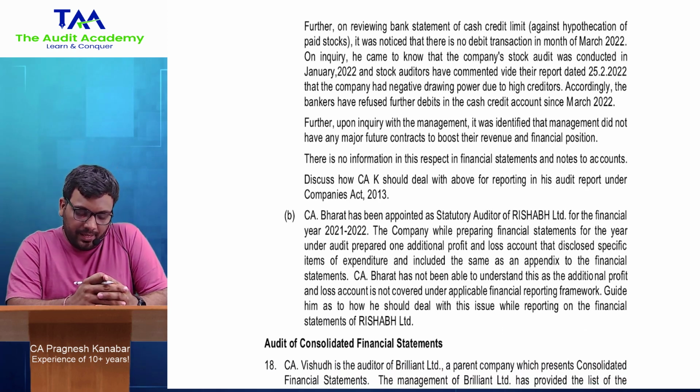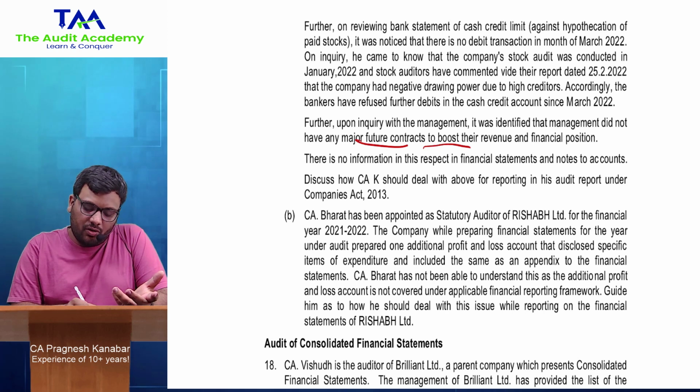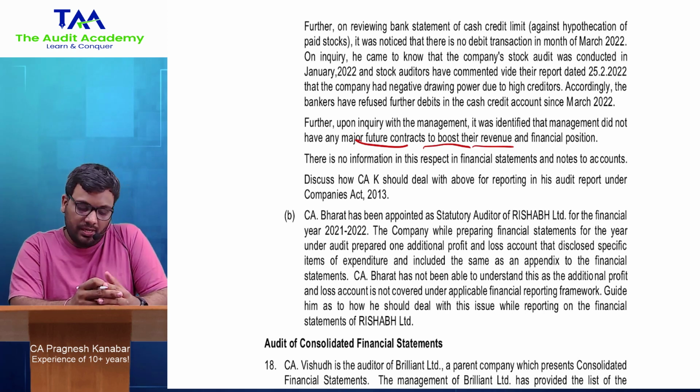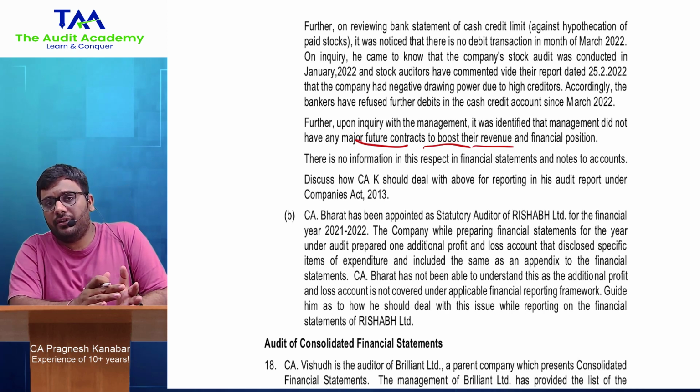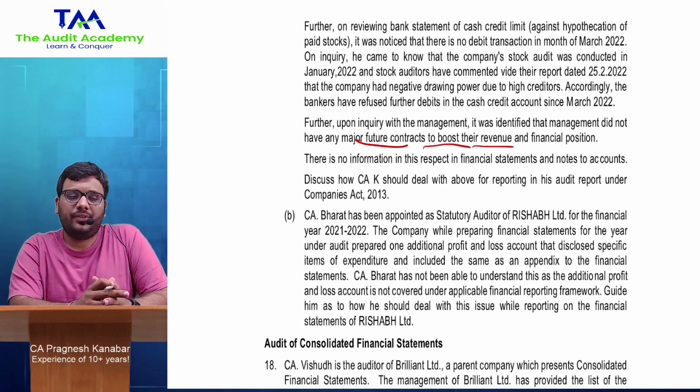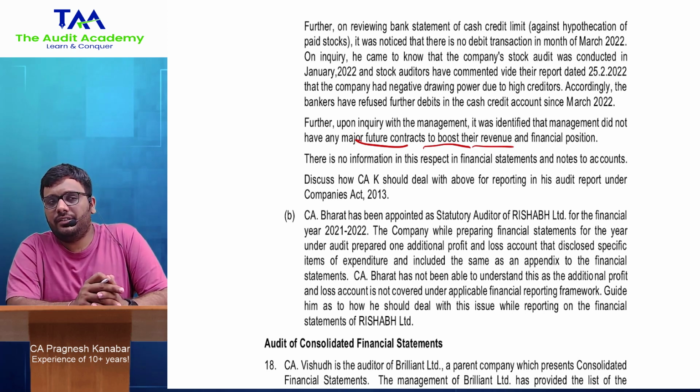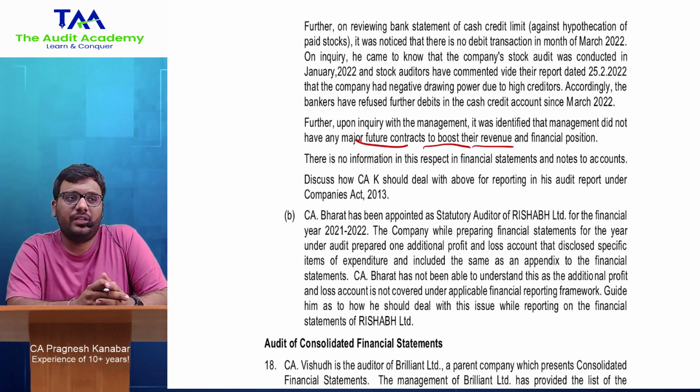All right, management does not have major future contracts to boost their revenue. Now the point is that there is no information given about this in the financial statements. So yes, there is a material uncertainty related to going concern. I will not say that the going concern is over because the company is still continuing. All right, it's not like its production is completely halted, but there is a material uncertainty related to going concern.